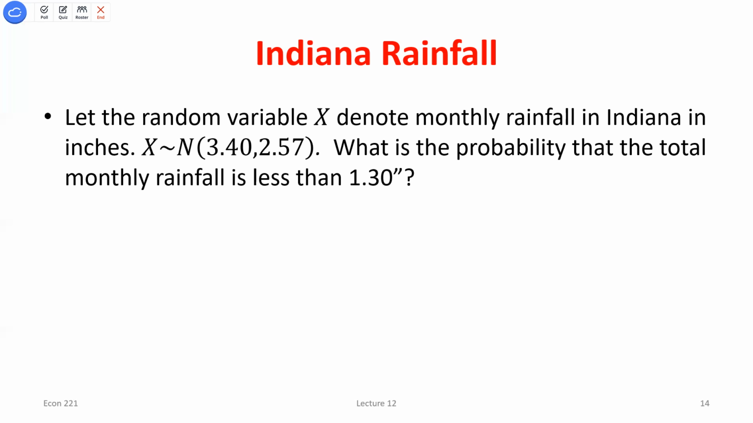Okay. Right away, I know this probability should be less than what? 0.5. Yeah, 0.5. Why? Well, you know that the area to the left of the mean is going to be 0.5. I'm looking for something much smaller than that, so it has to be less than 0.5.